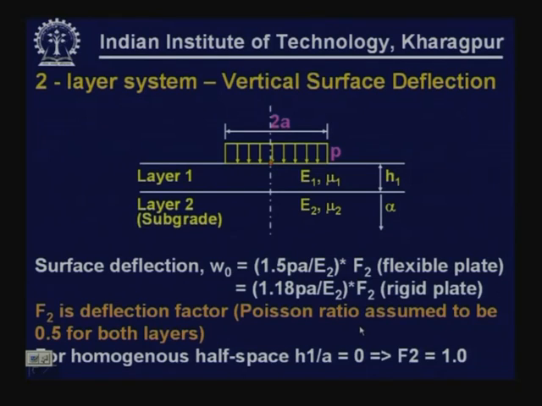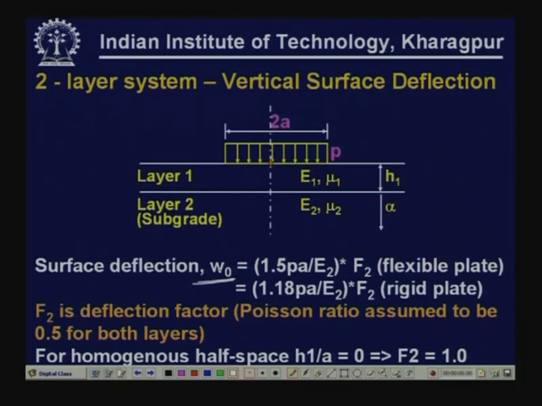There are also charts available for determining the vertical surface deflection in a two layer pavement system. The expression is given here. This expression for surface deflection, if it is a flexible plate, is 1.5 Pa by E2 into F2. This is similar to the expression that we used in the case of a single layer system, but here we are using an F2 factor. For rigid plate, I have approximated this to 1.18 Pa by E2 into F2. F2 is the deflection factor. Here we are assuming Poisson ratio to be 0.5 for both pavement layers.